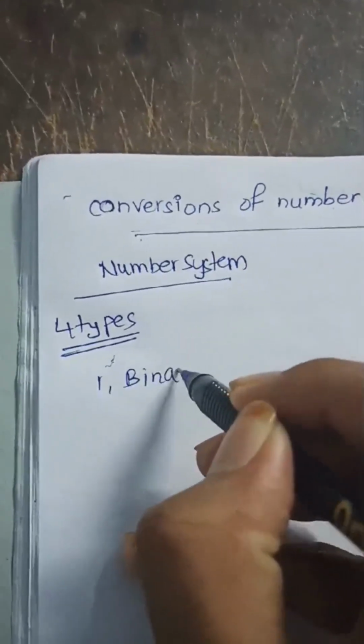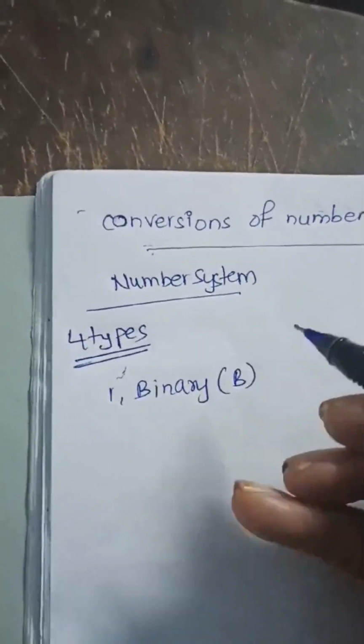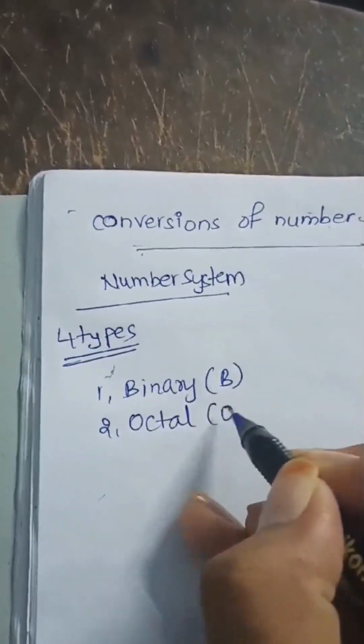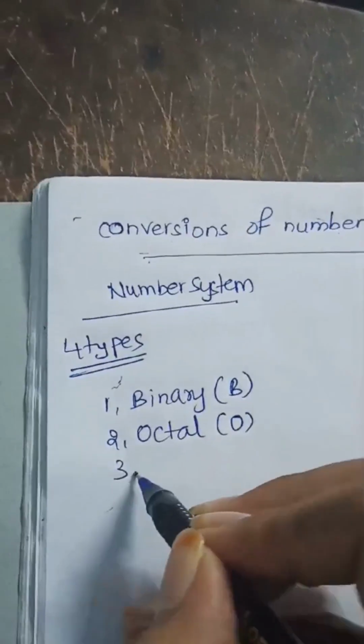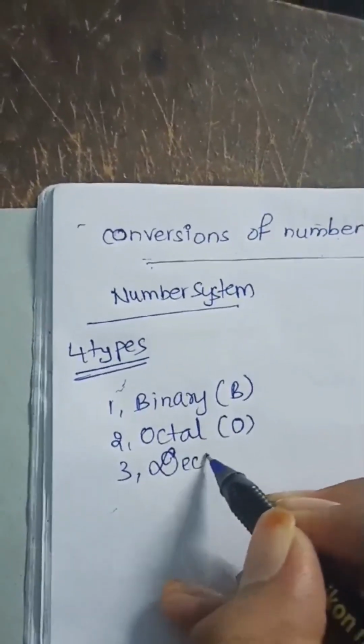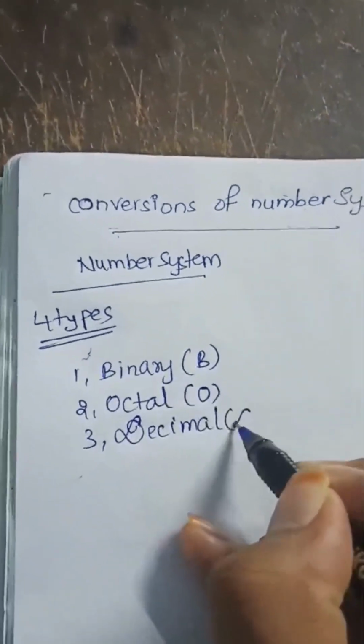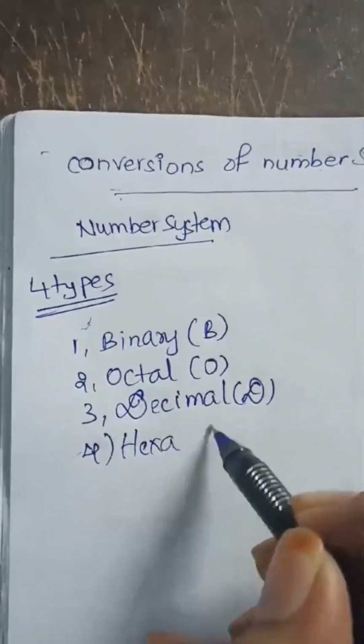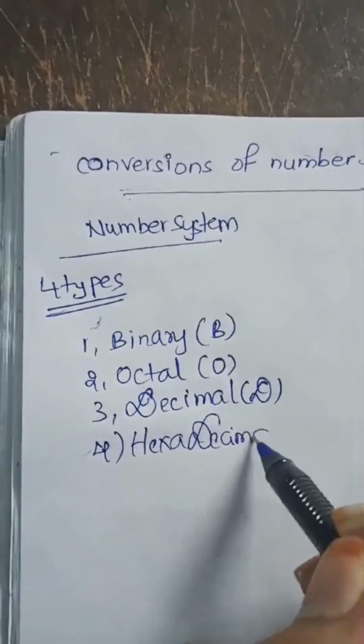binary is represented by B, octal O, decimal D, hexadecimal HD.